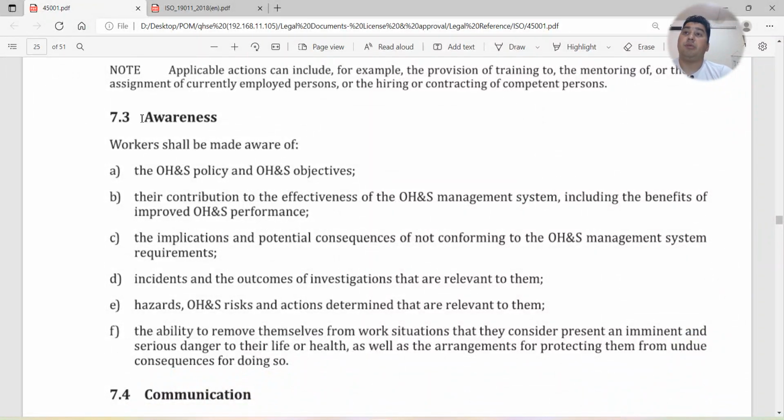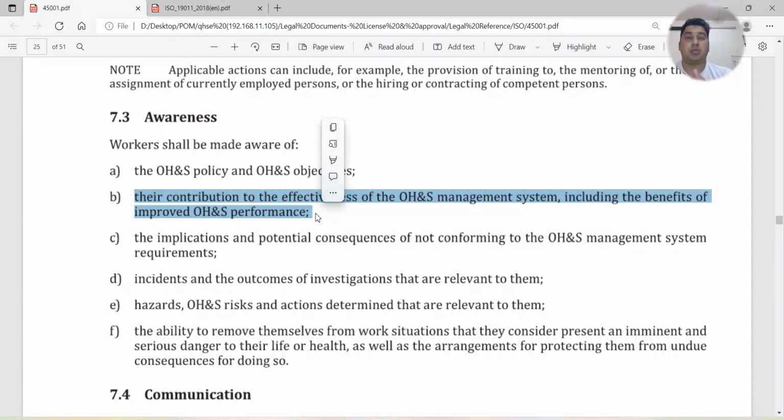Then we have clause number 7.3, which is specifically talking about the awareness. Workers shall be made aware of. It means the communication that we require. The worker should be aware of OHS policies and OHS objectives that should be communicated, their contribution to the effectiveness of the OHS management system, including the benefits of improved OHS performance, how they're gonna affect the OHS management system and how they can improve the OHS management system. That need to be communicated also.